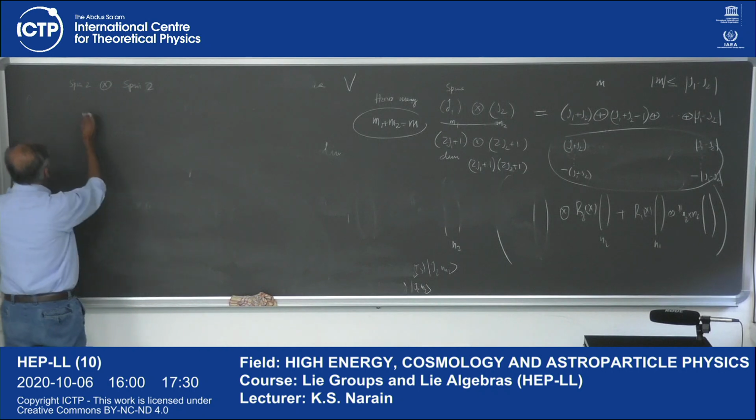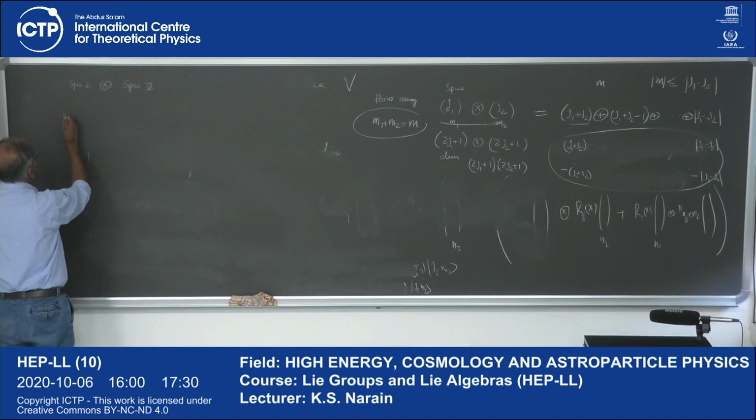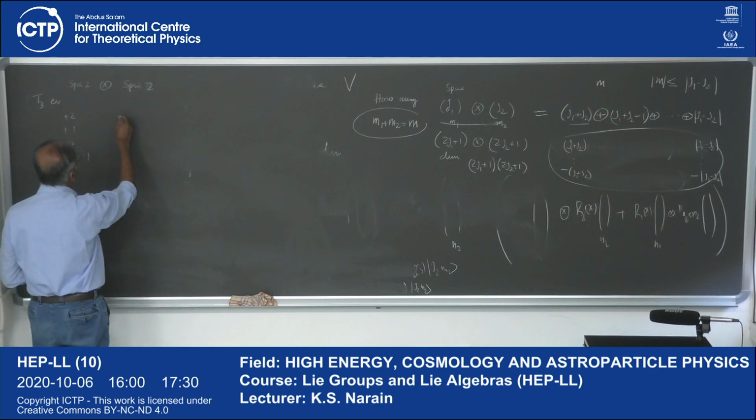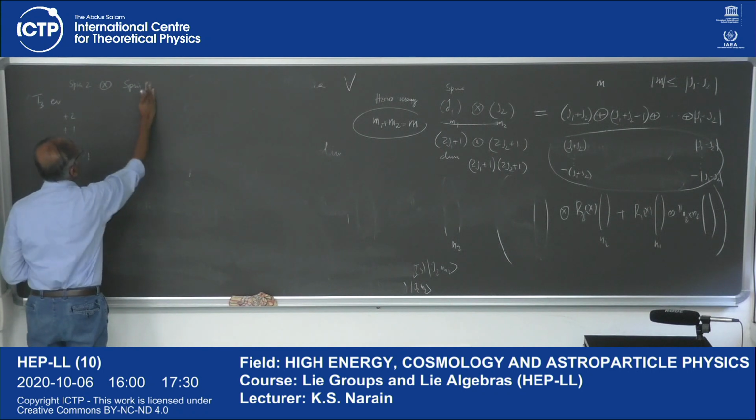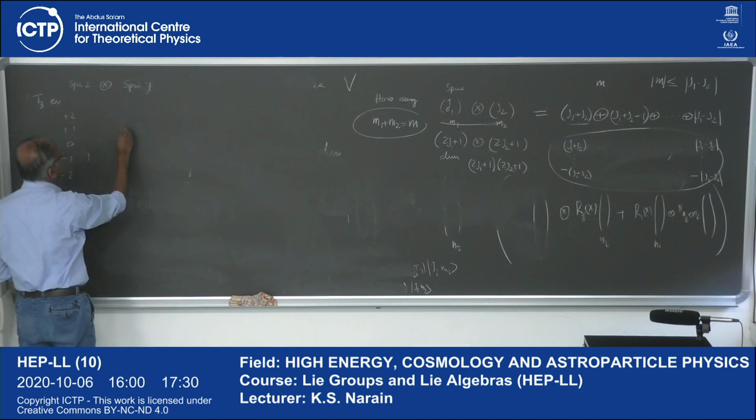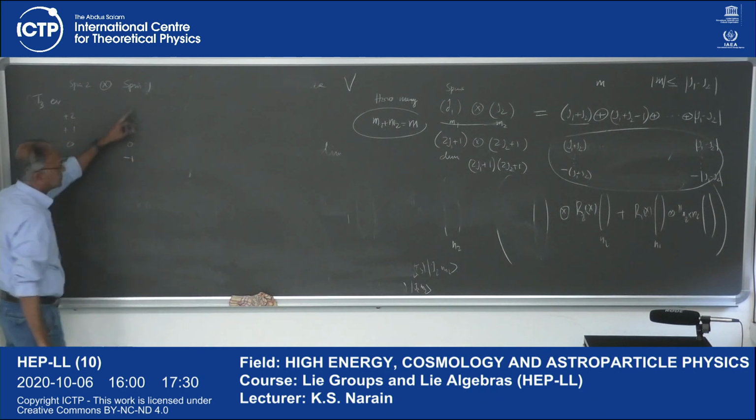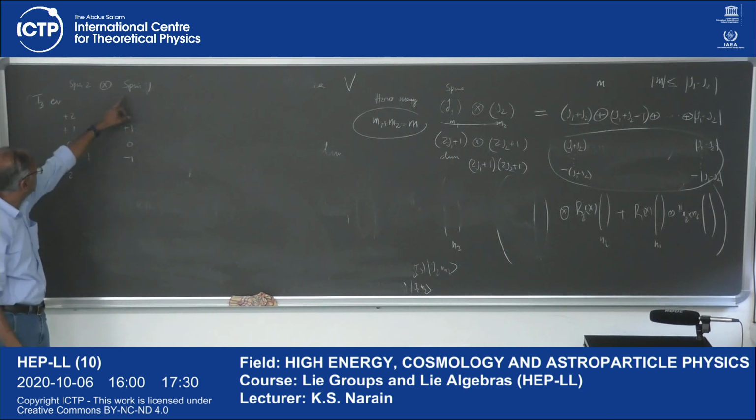So spin 2, what are the eigenvalues? Here, the T3 eigenvalues are plus 2, plus 1, 0, minus 1, minus 2. Sorry, this one is spin 1. So here I get plus 1, 0, minus 1. That's it, right? Three states here and five states here.